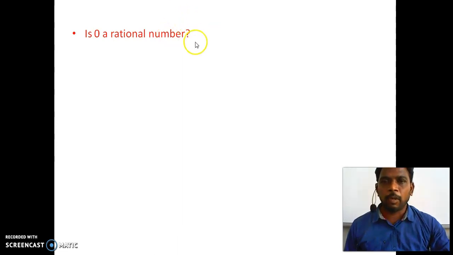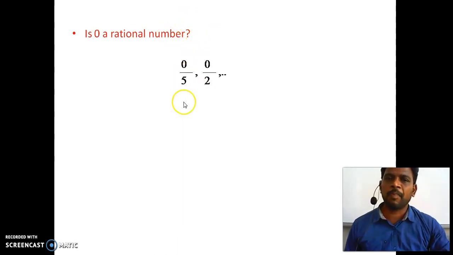Can we write 0 like this: 0 by 5, 0 by 2, 0 by 3, 0 by 1000, 0 by 10,000? Whatever it is, the value is nothing but 0 only. So the numerator 0, is it an integer or not?